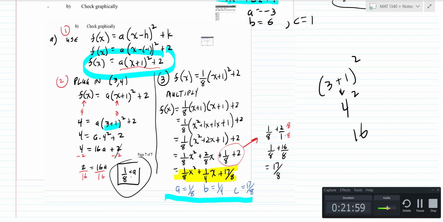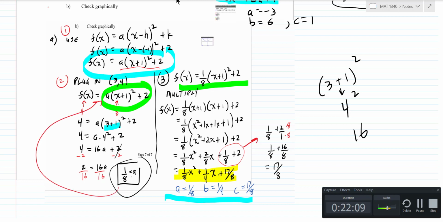out. So when you're on step 3, you want to make sure that you're just taking this right here and you're replacing that a back in like that. So you're going to have 1/8 times (x plus 1) to the second plus 2. Now it's a matter of multiplying it all out.